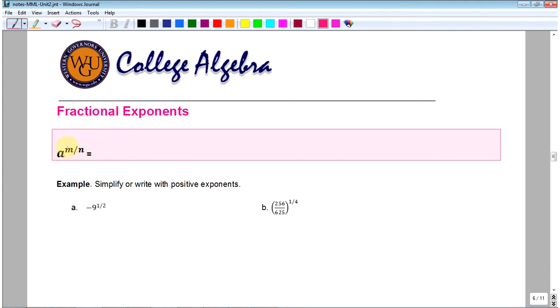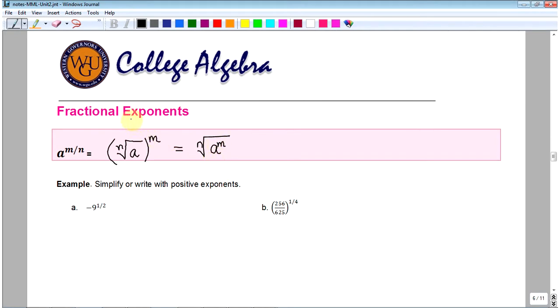So if you have something raised to a fractional exponent, the denominator of your exponent represents the index of your radical. So this is equivalent to saying that we're finding the nth root of our base a, and then the number that's in the numerator is what you're raising that entire radical expression to. Okay, so this is the same thing as if you said the nth root of a, and you can raise a to the nth power.